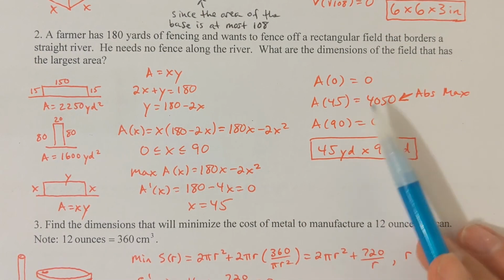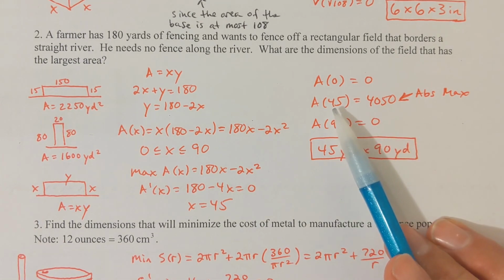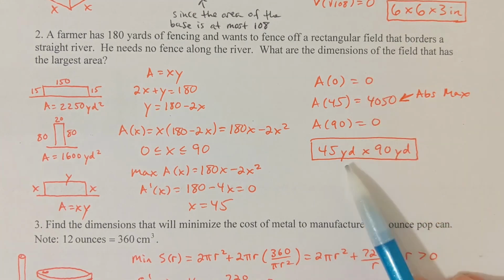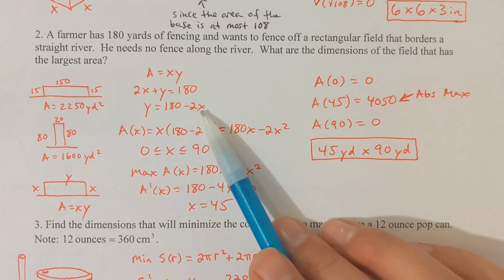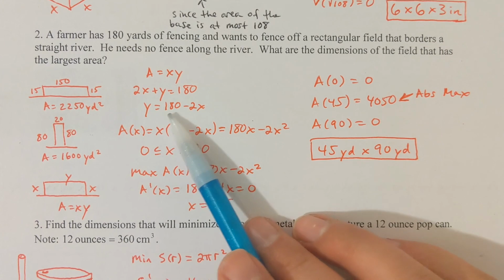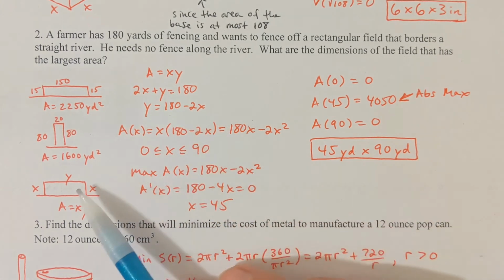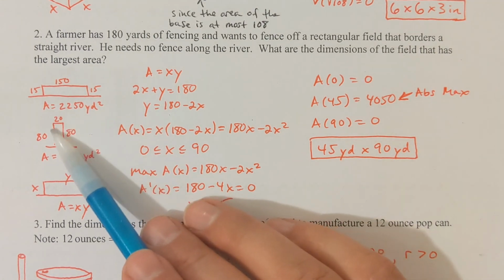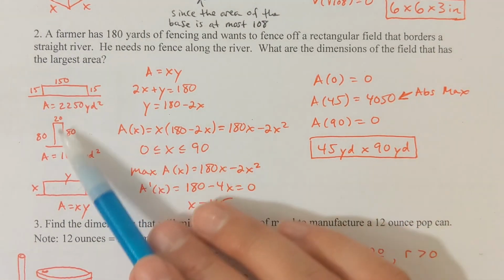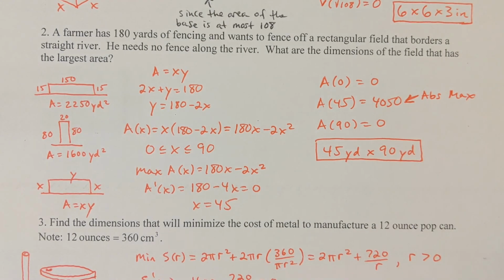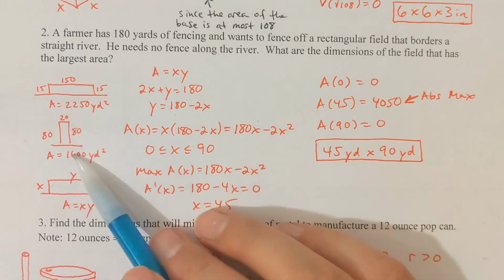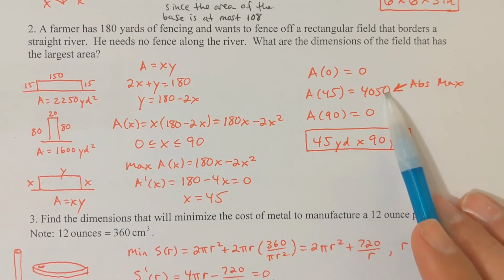Okay. Now the biggest output here was when x was 45 yards. So the dimensions that will produce the largest area would be 45 yards. If x is 45, y would be 90 yards. And those are the dimensions that he'd want to go with. Okay, if he goes with any other dimensions, here are some examples, the rectangle is not going to be as big as it could have been. He's going to get an area that is some number that is less than 4,050 square yards.